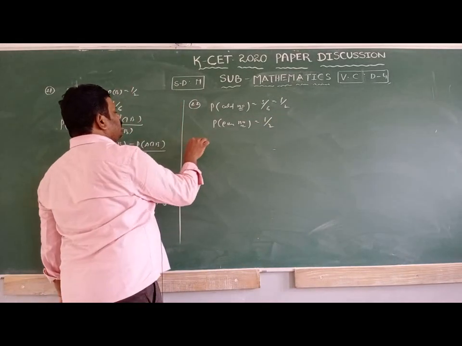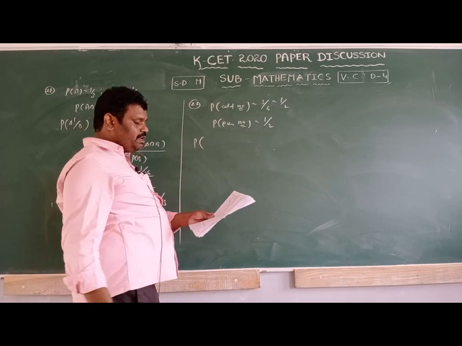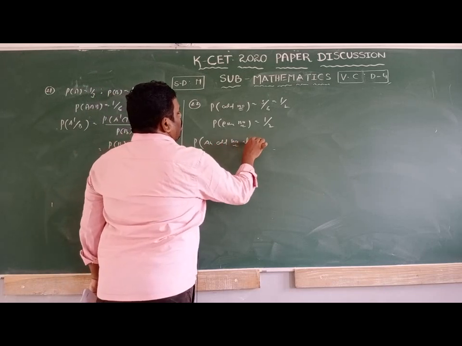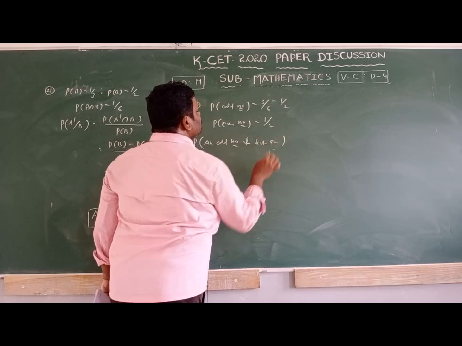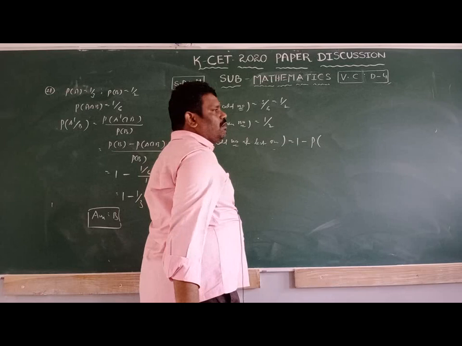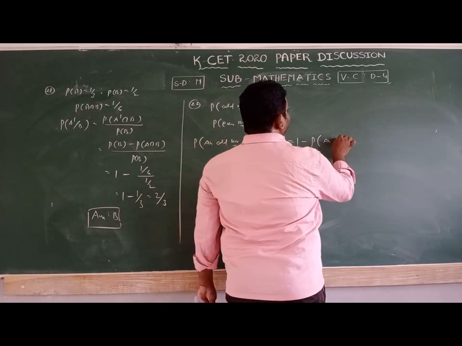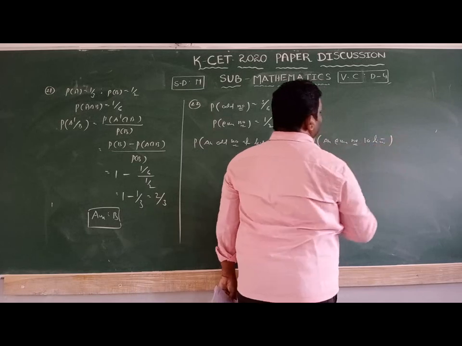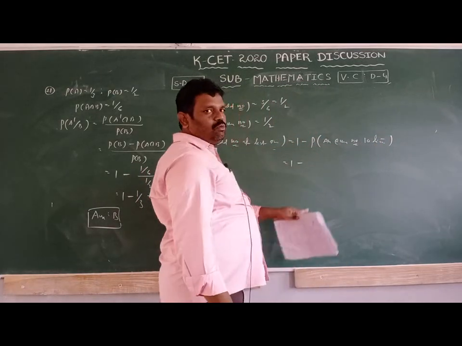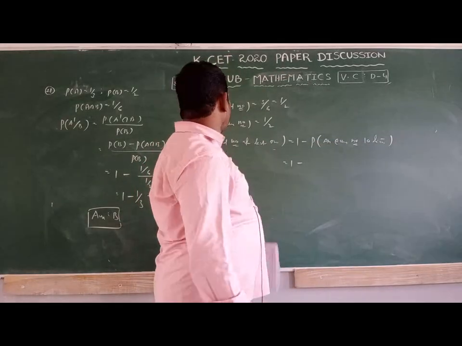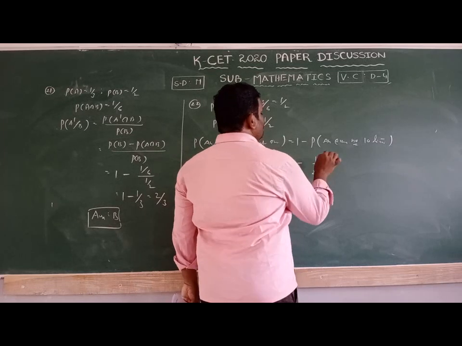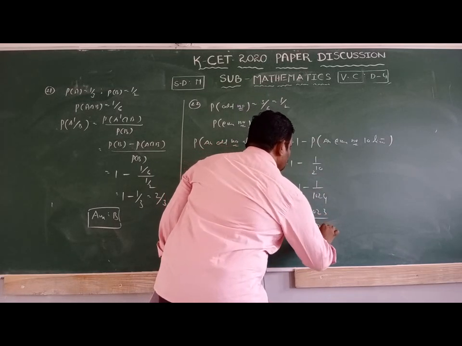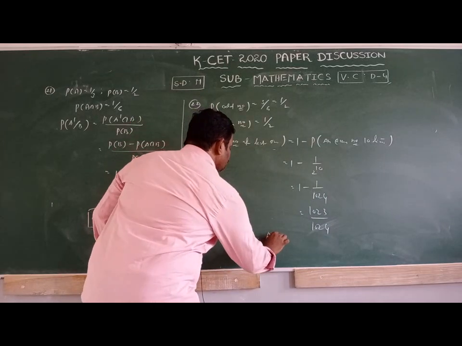Now what we require here is the probability of getting an odd number at least once, which is 1 minus the probability of getting an even number 10 times. The probability of an even number is 1 by 2, so repeated 10 times, it is 1 minus 1 by 2 power 10, that is equal to 1 minus 1 by 1024. Taking the LCM, it is 1023 by 1024. So the option is C. So answer C.